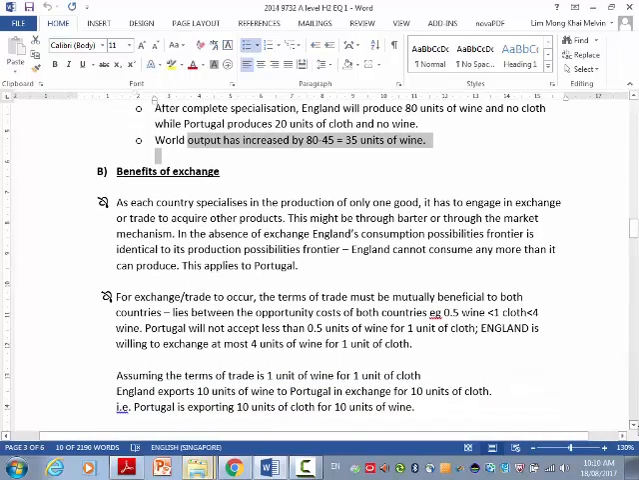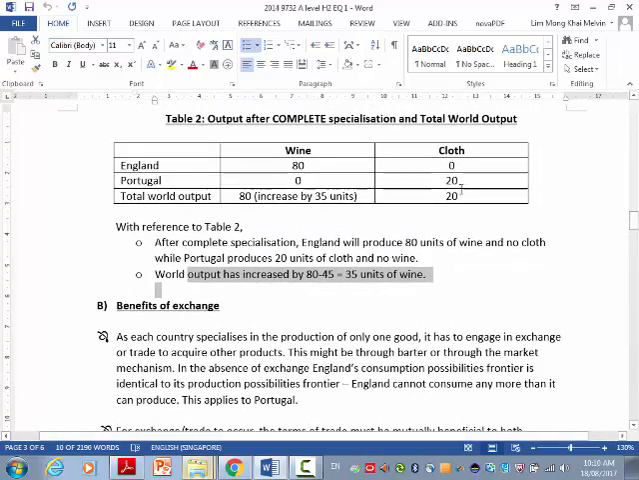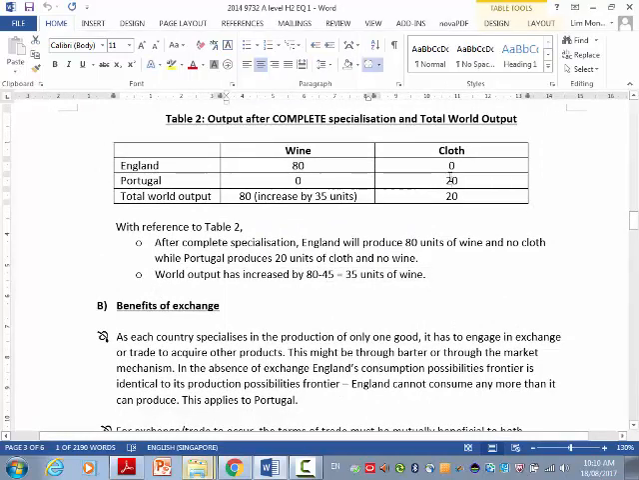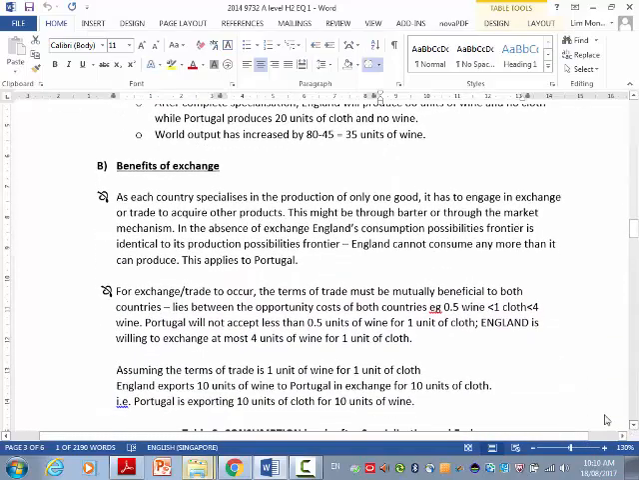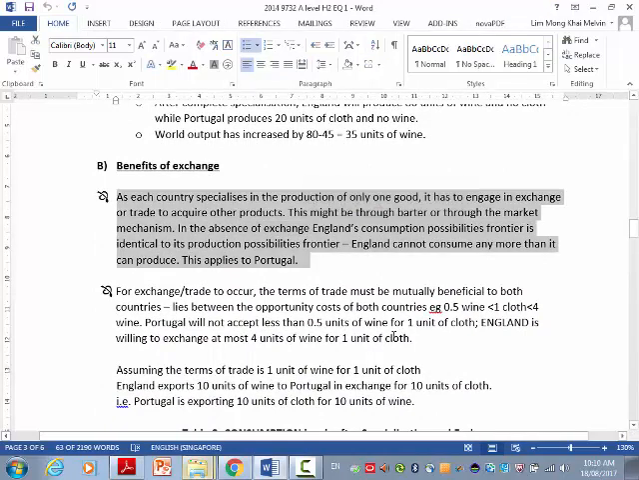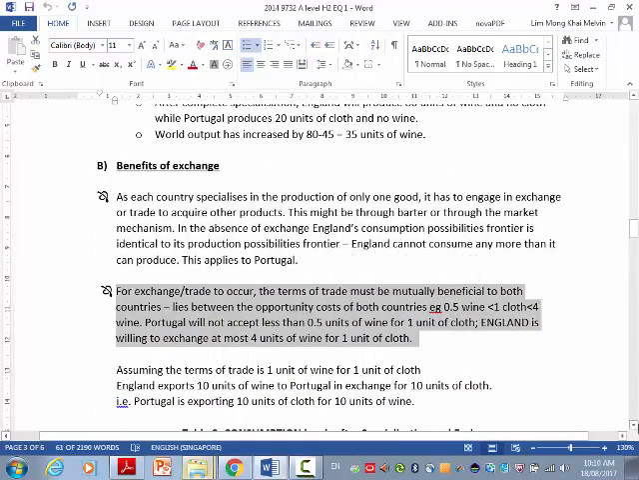What are the benefits of exchange? Just now we talked about the benefits of specialization. After specialization, you need to do something, otherwise you are just stuck there. That means you only have one type of good: England only has wine, Portugal only has cloth. You don't want that situation. You want to make sure that England can also have some amount of cloth, and Portugal can have some amount of wine. So what you then have to do is trade, or exchange. After specializing, you want to establish trade.